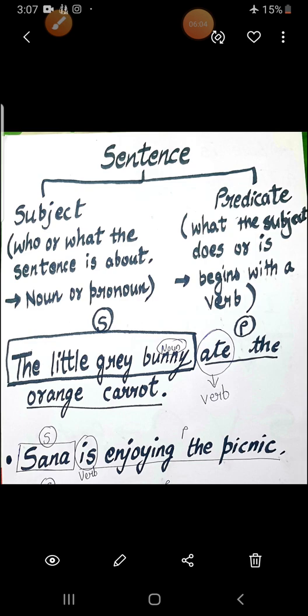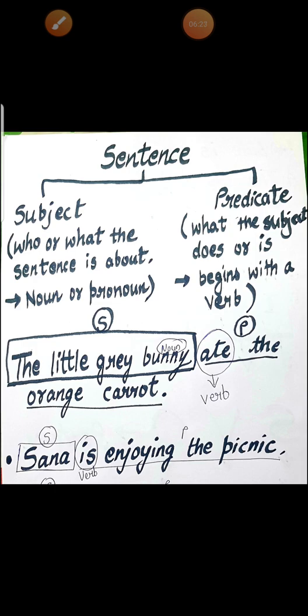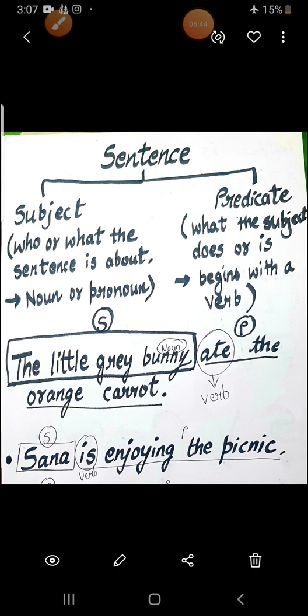Now let's see this part, this sentence. A sentence has two parts, subject and predicate. What is a subject? In a sentence, about whom or what we are talking is our subject. And whatever we said about the subject is our predicate.